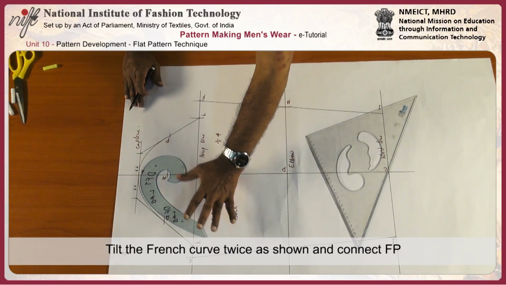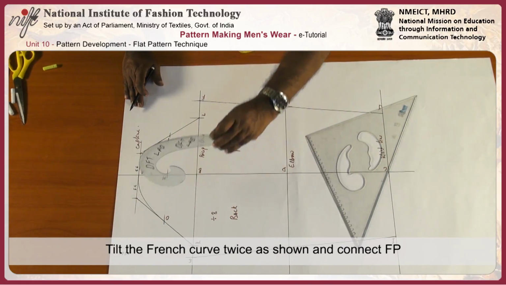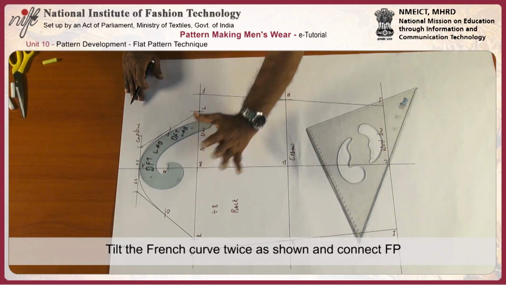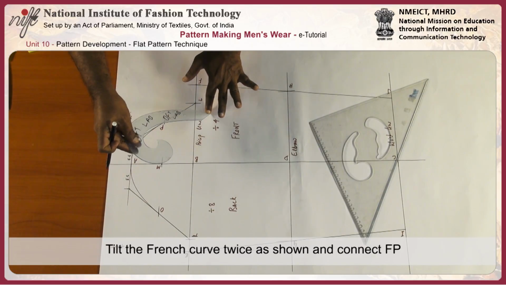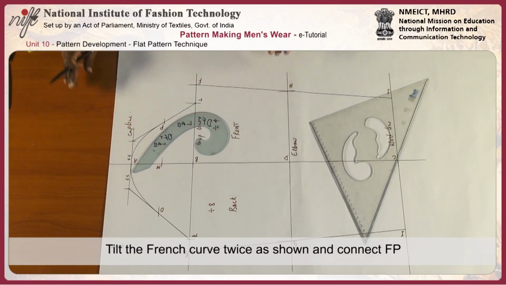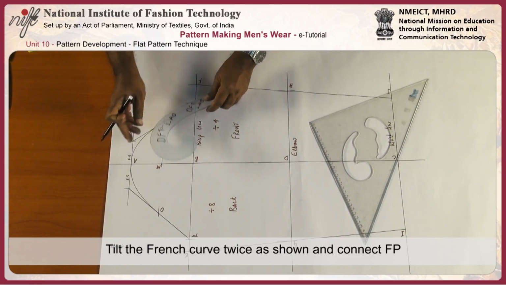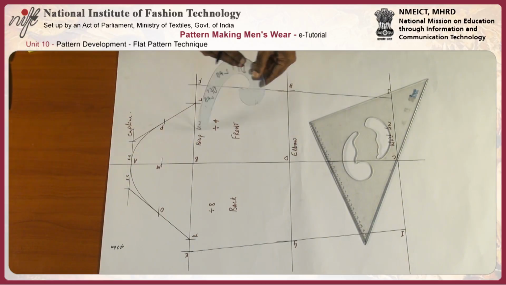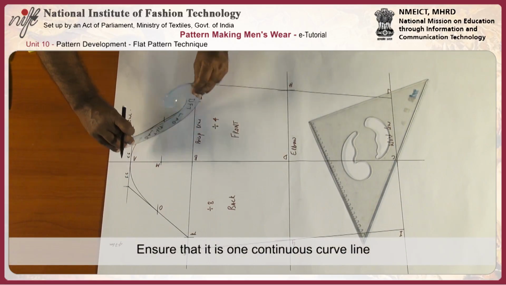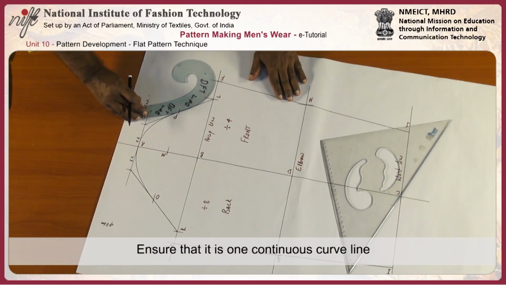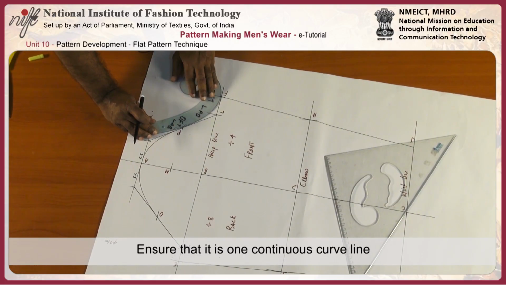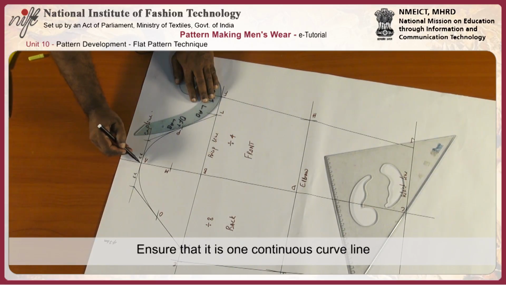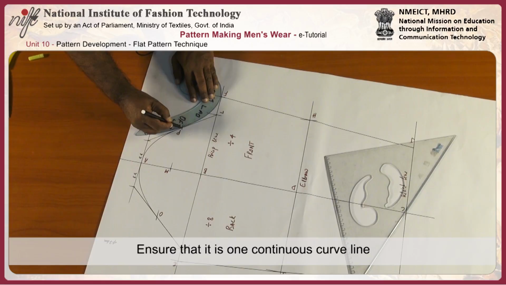Now it should be closely watched. It was like this, and it was like this in the front armhole. Now the French curve is to be tilted twice as I do in the demonstration. It was like this, turn it to this side and again a second turn like this, then bring it here and connect point F and P with the merging of the A and P curve line.